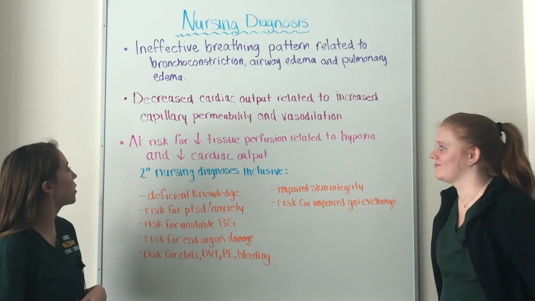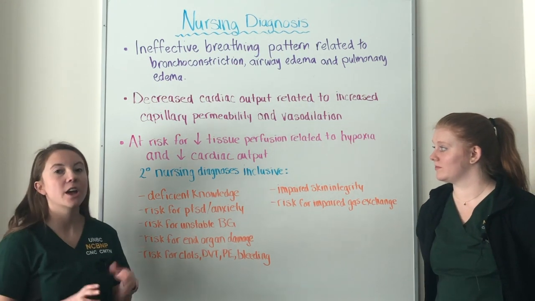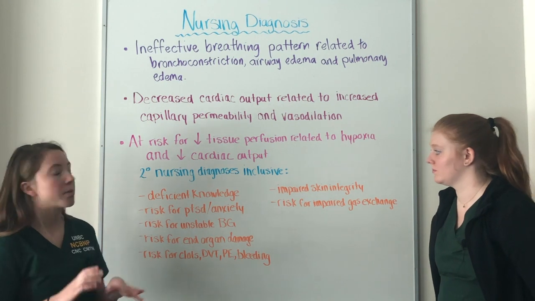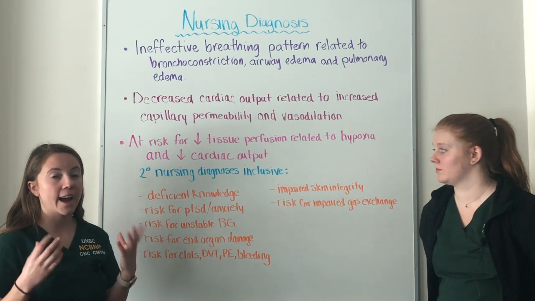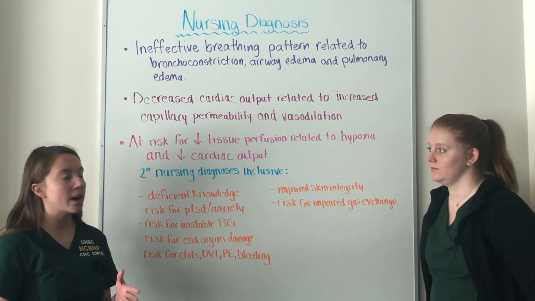Also at risk for decreased tissue perfusion related to hypoxia and decreased cardiac output. This could be as evidenced by decreased urine output, check their temperature. They could be cyanotic, cool skin. Their cap refill could be slower.